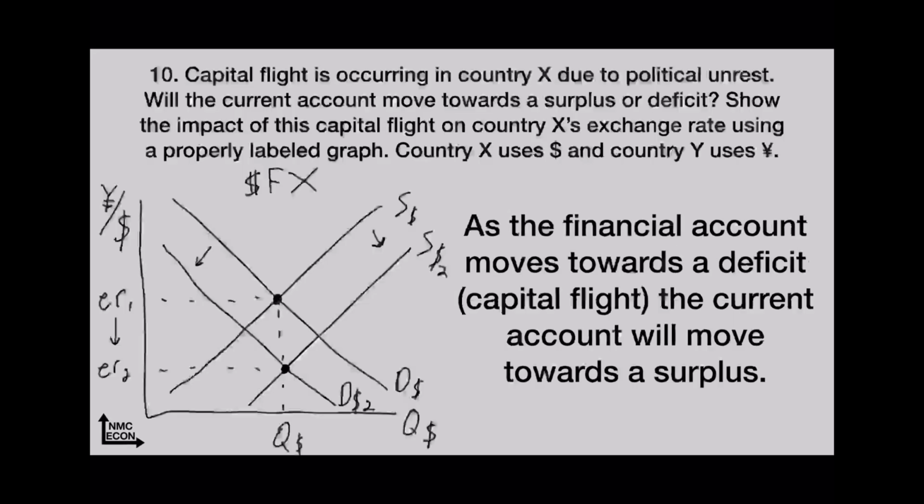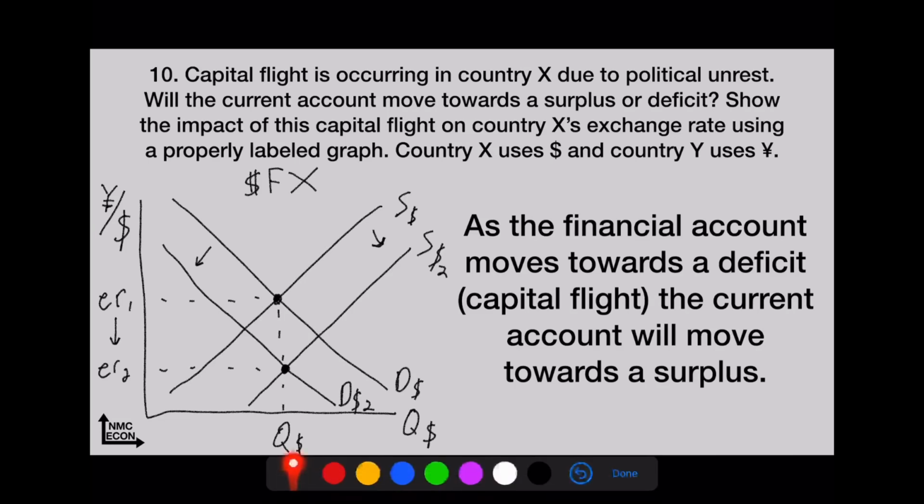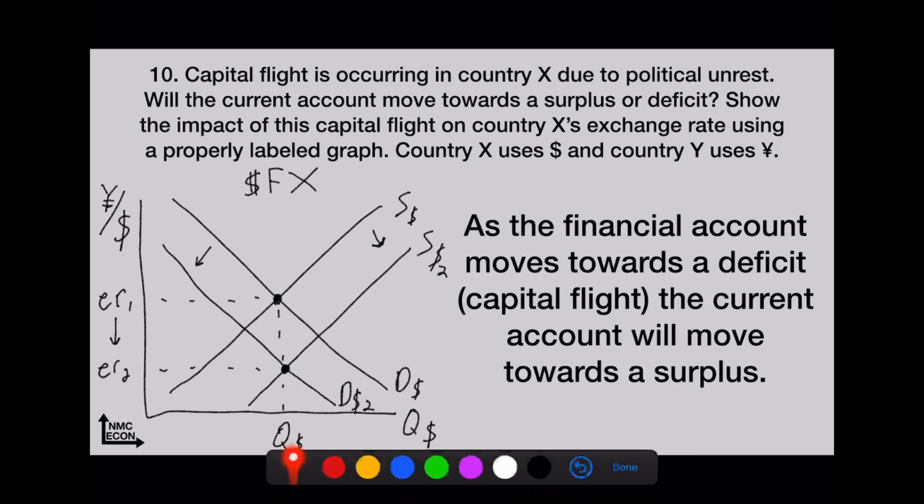Okay, so capital flight often occurs when we have turbulence in an economy. It could be a revolution, a war, a terrible natural disaster, corruption, whatever it might be. That is going to cause the financial account, your financial assets, to move towards a deficit. Nobody's going to trust that banking system or the guaranteed return or inflation levels, anything like that. And anytime the financial account moves towards a deficit, the current account will move towards a surplus. They always move in opposite directions.